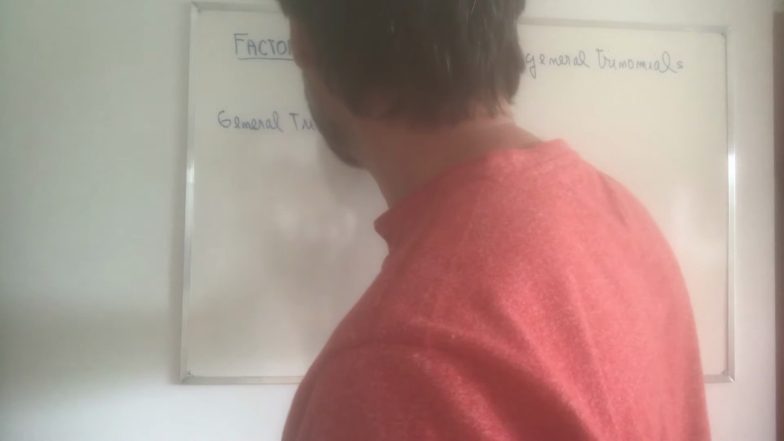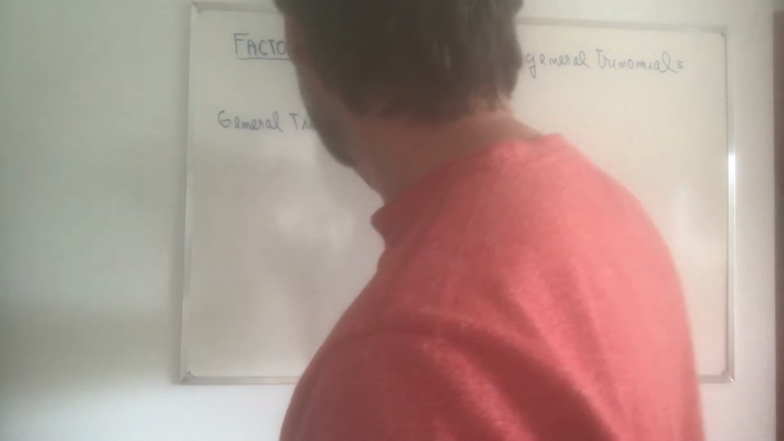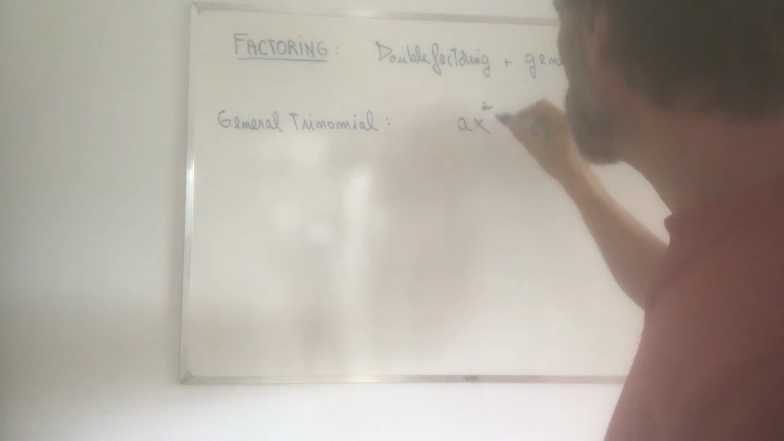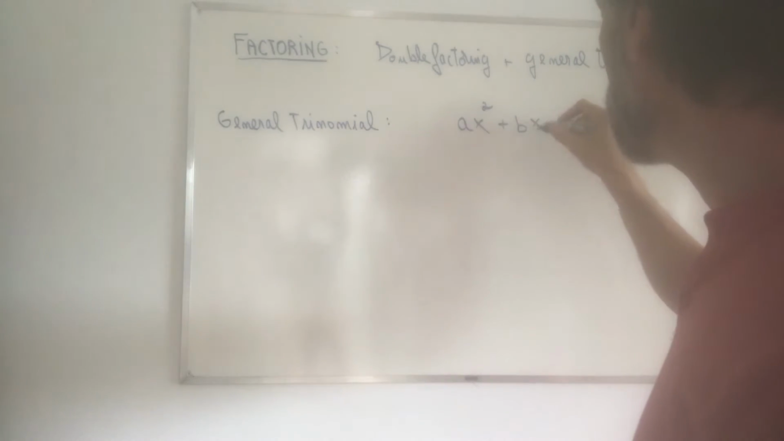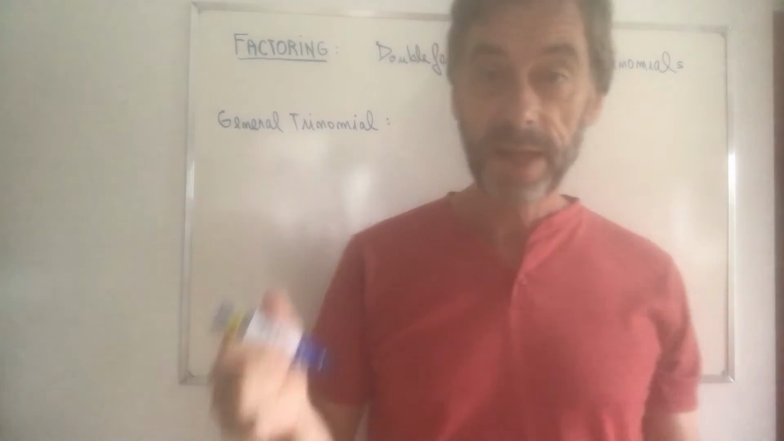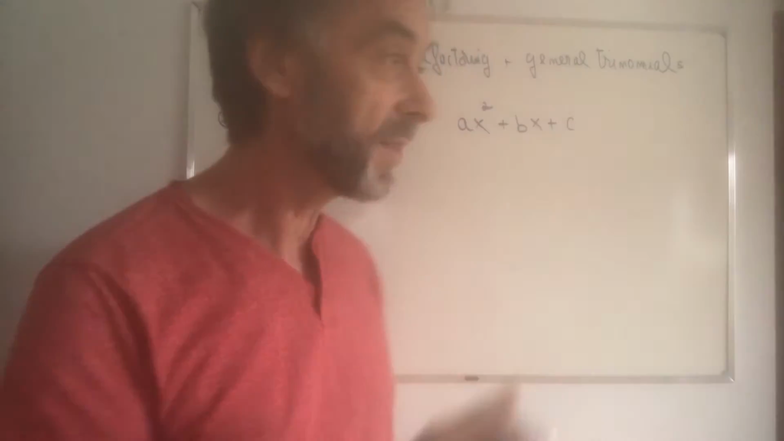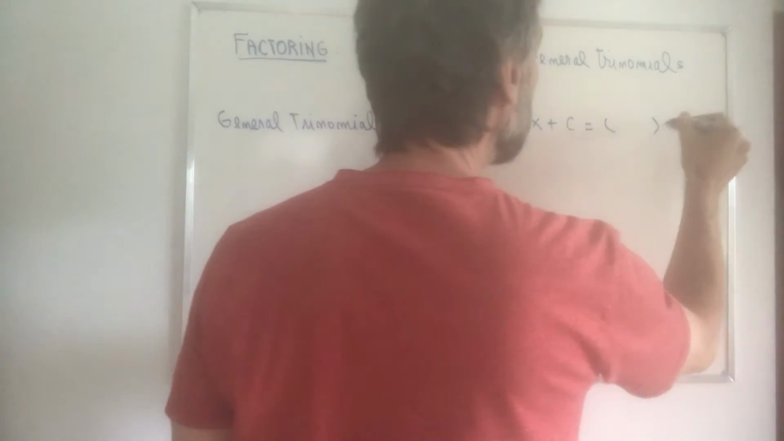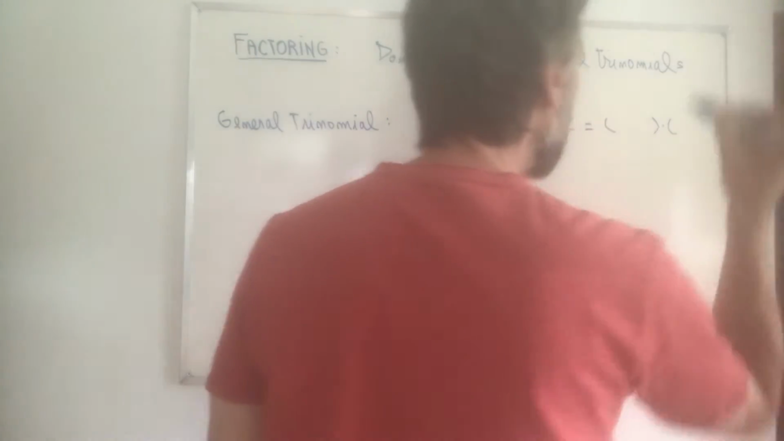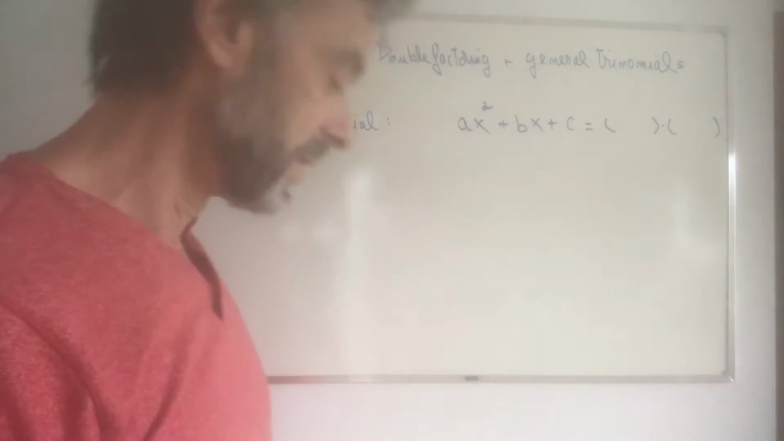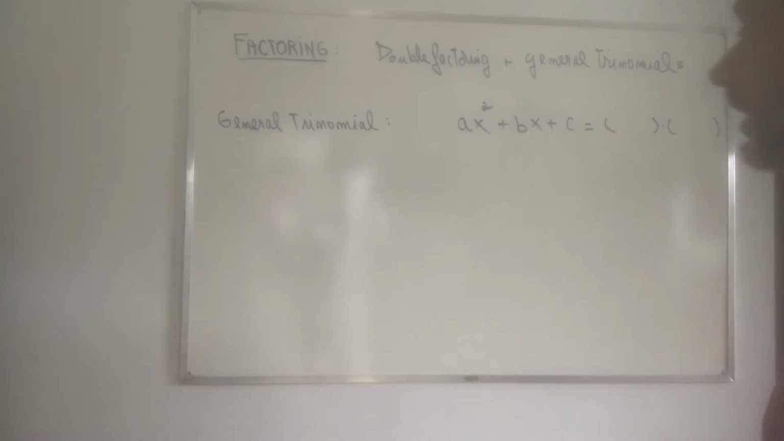A trinomial is something of the form ax squared plus bx plus c. The purpose here, as usual, is to be able to write this sum and difference as the product of two brackets. That's what we mean by factoring, right? We know that. So how do I actually do that?